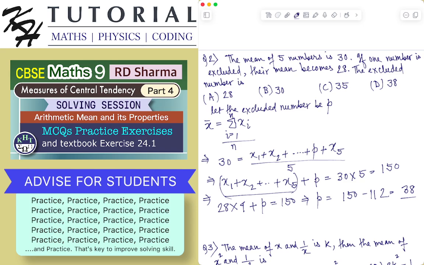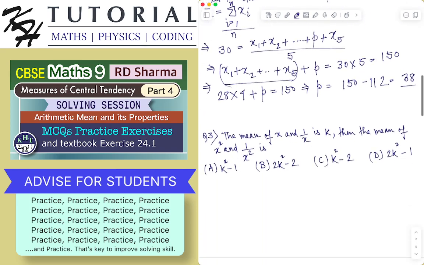Okay, so the correct choice is D. The excluded number is 38. Let's see the next problem.